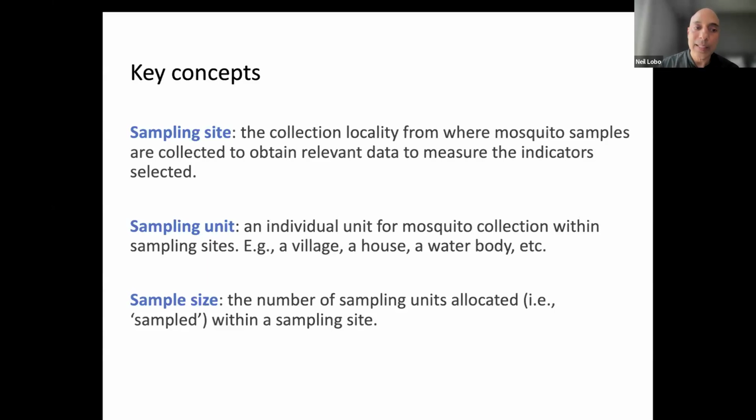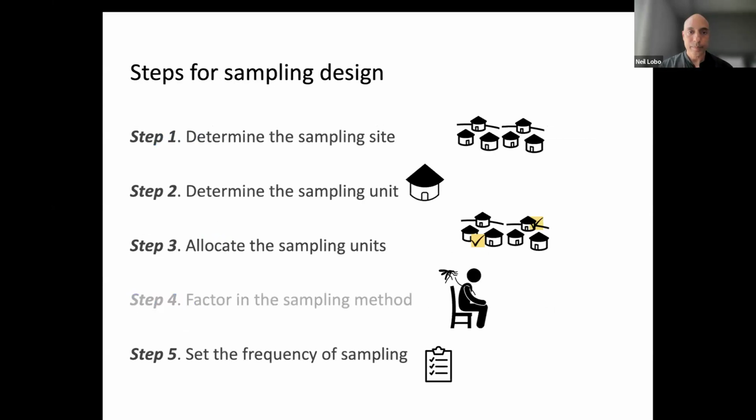So we have a sampling site, a sampling unit, and our sampling size. When we're making an optimal sampling design, we want to go through these 5 steps. The first step is determine the sampling site. Where do we go to collect our data? Which villages? These can be selected by multiple reasons or multiple drivers, and we will go over that.